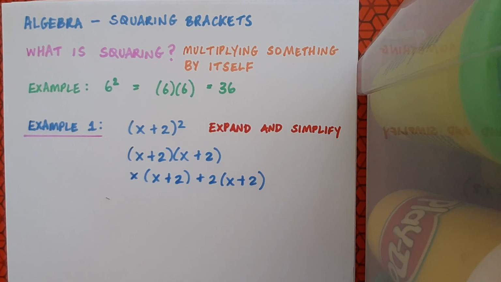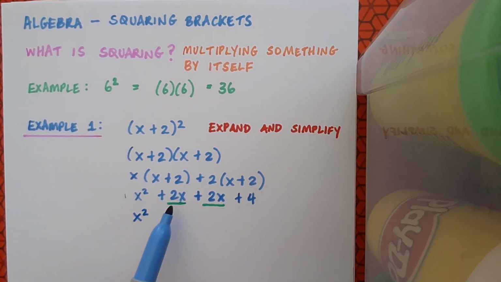x by x is going to give me x squared. x by plus 2 is going to give me plus 2x. Plus 2 by x is going to give me plus 2x. And plus 2 by plus 2 will give plus 4. Notice how my two middle terms are identical, and this should happen every time when I'm squaring out a bracket. Okay, now I need to put my like terms together to finish up. Well, x squared will just go by itself. These two identical terms are obviously like terms. Plus 2x plus 2x gives me plus 4x. And then I have my plus 4 at the end. And I'm done.